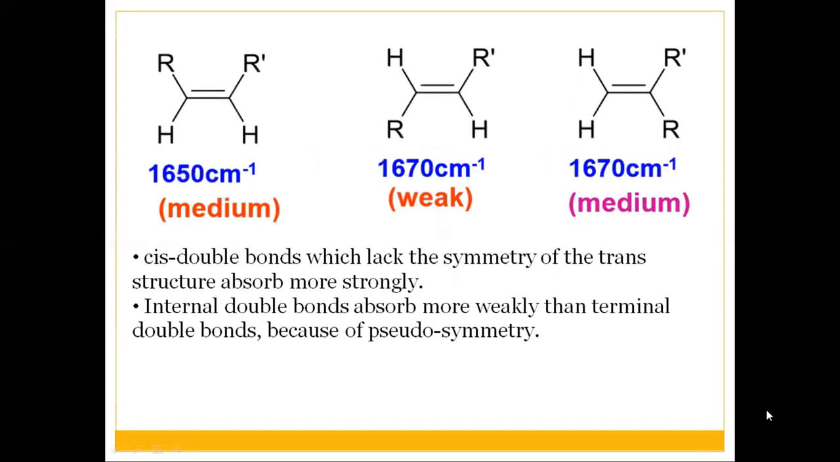So cis double bonds, which lack the symmetry of the trans structure, absorb more strongly. Here you can see the cis will have the stronger absorption at 1650 per centimeter, that is the medium one, as compared to the trans structure, which will have the weak peak or weak absorption at 1670 per centimeter. Internal double bonds absorb more weakly than terminal double bonds because of pseudosymmetry.